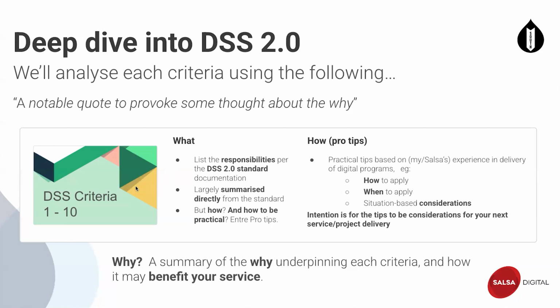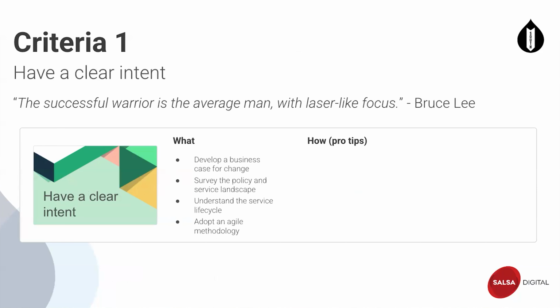So we'll get into these criteria. First one is to have a clear intent. So in terms of the what, if you open up the standard and have a look at it, you'll see things like develop a business case for change, survey the policy landscape, etc. Similar things that you see under this what column here, and I was left with, so how do you do that? It's great to say what, but how do you do it? So I guess this is where the practical tips come in.